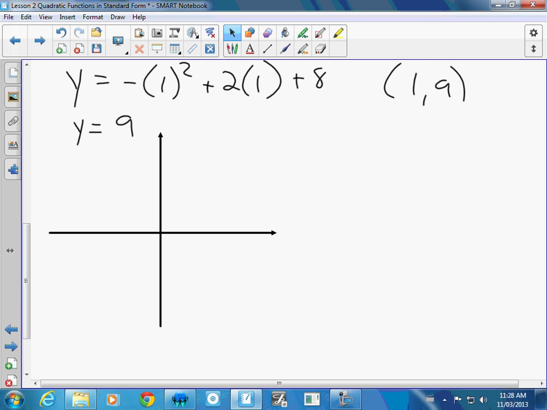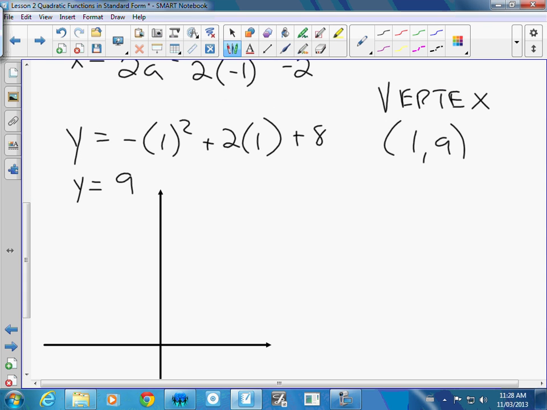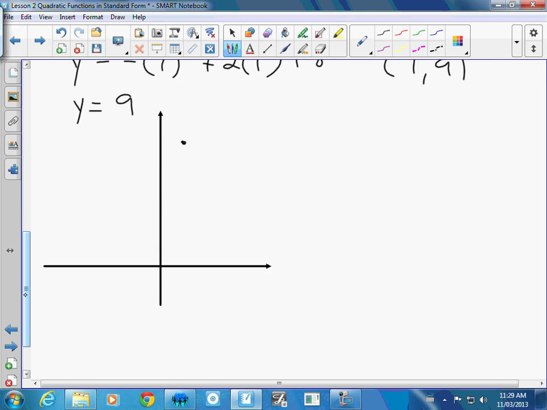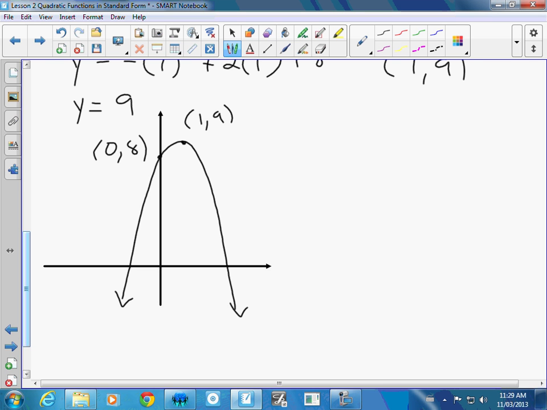It opens down. What's our max? What's our vertex, sorry? 1 and 9, so somewhere right about there. What's our y-intercept? 8. Okay? So basically when you draw it, does it look like that? Yeah? And you label the key points, right? You label the key points 1, 9. Here is 0, 8. Well, I guess it would be useful to know those x-intercepts, wouldn't it? We'll talk about those in a minute.